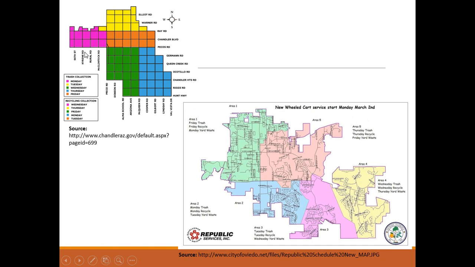So for example, we see this area here on Monday they collect trash. Also we see that area, with the same color, on Wednesday they collect recycling. So that's Monday trash, recycling Wednesday. Alright, let's look at one more. Tuesday is the yellow, Tuesday is trash, Thursday is recycling. Okay, so let's move on.